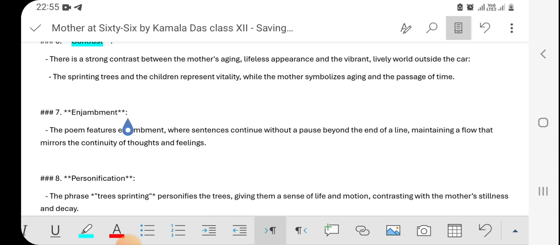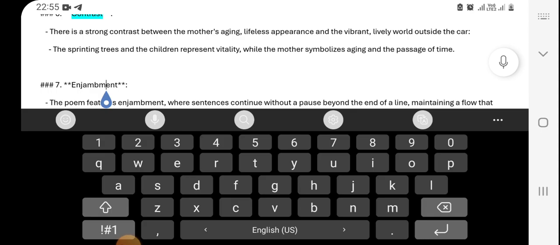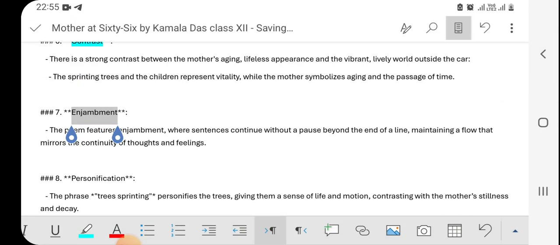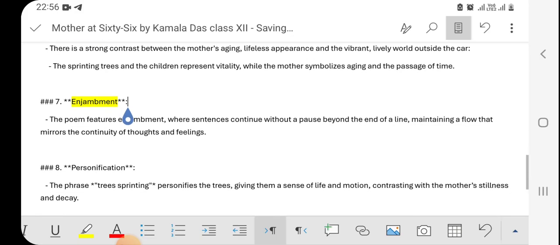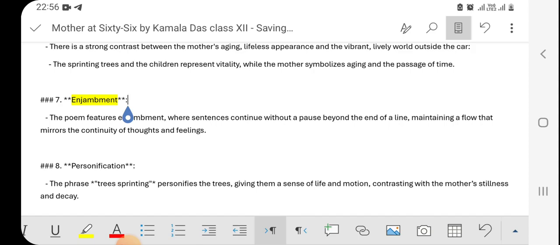Next poetic device is enjambment. Enjambment is an easy poetic device that basically shows when lines are without any sort of punctuation mark, then these lines will be under the poetic device called enjambment. The poem basically features enjambment, where sentences continue without a pause beyond the end of a line, maintaining a flow that mirrors the continuity of thoughts and feelings. So just turn the pages of your book, get the poem, try to find out an example of enjambment. If you can get it, obviously write it down.